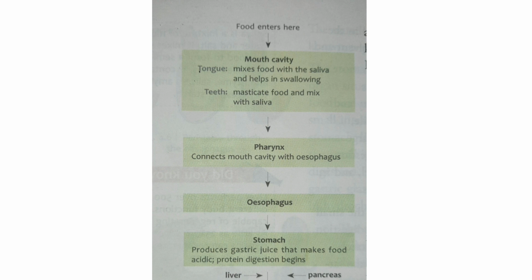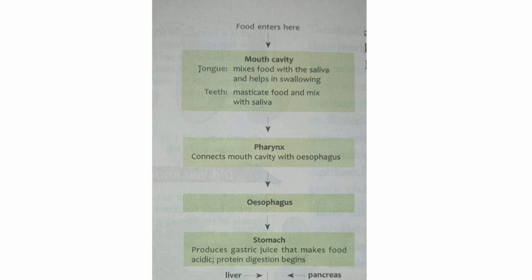So our digestive system starts with our mouth. Here is a flow chart by which we can understand the process of digestion and what happens one after another in the digestive system. The first is our mouth. You can see that food enters here, then an arrow points to the mouth cavity. There are two organs present in our mouth cavity. One is the tongue, the second is the teeth. The tongue mixes the food with the saliva and helps in swallowing, and the teeth masticate the food and mix it with the saliva.